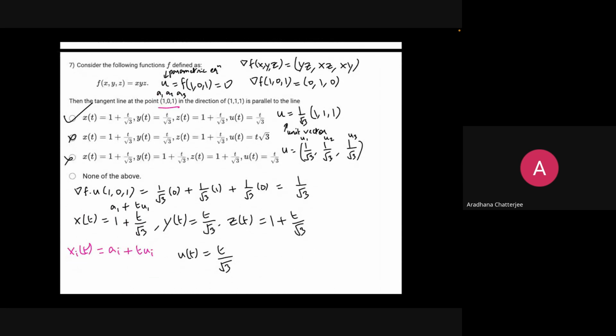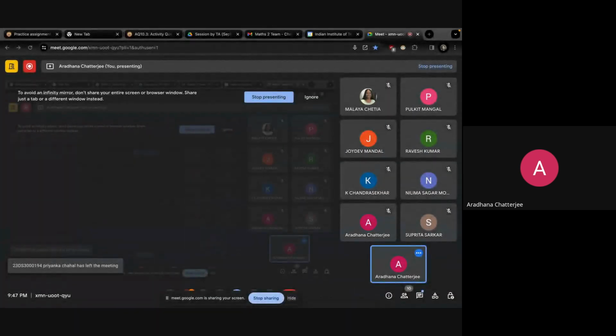Okay. So this is all we had for today. Any doubts here? There's going to be another session, week 10. So we'll do tangent planes, hyperplanes, and critical points in that. Today's session was mainly about gradient, directional derivatives, and parametric equations.